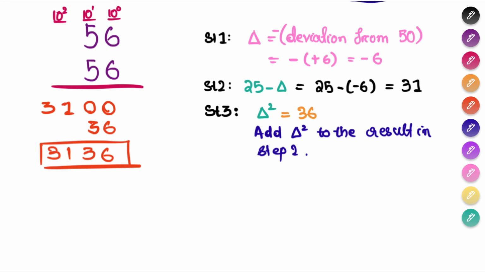So that was it in this video. In the next video, we will see how we find the squares from 75 to 100, and then how we find the square of any 3-digit number.